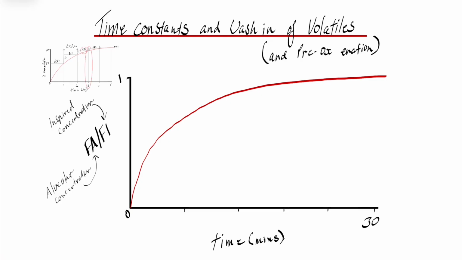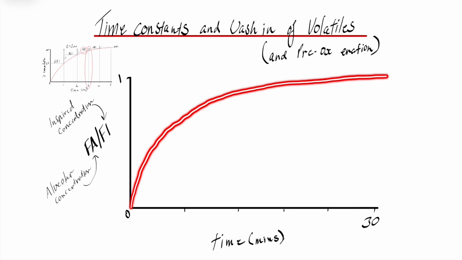At the beginning, the concentration rises very quickly because the gradient between the new gas and the old gas is large. But as equilibrium approaches, the gradient becomes smaller and the curve flattens out. So the last few percent take a disproportionately longer time than the first part.